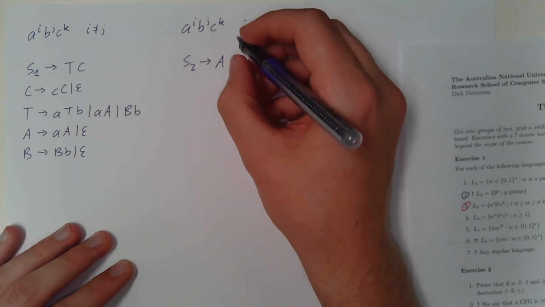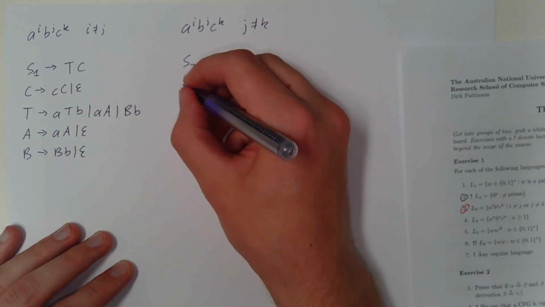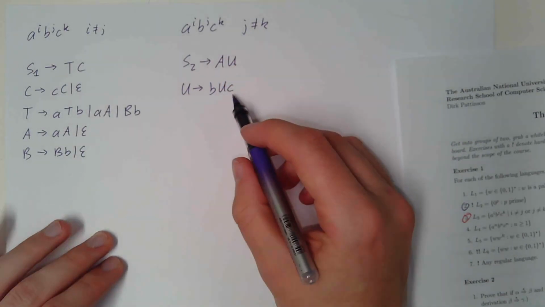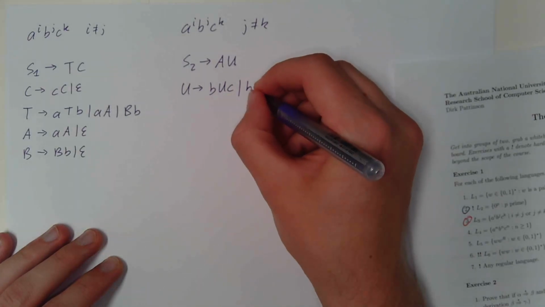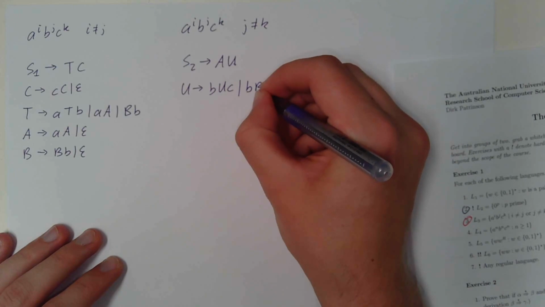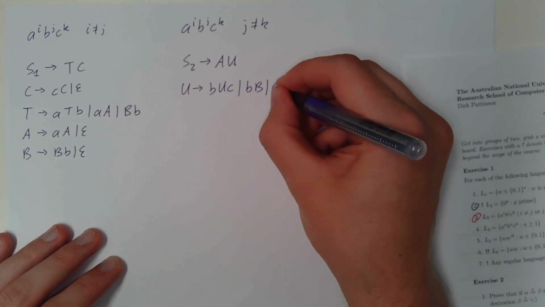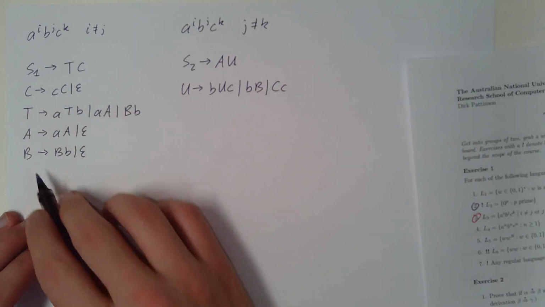And then I'll call another letter, U. And this U will make the same number of B's and C's. So U will make matched B's and C's. And then afterwards, it either has to add an extra B on the front, and then arbitrarily many B's, or an extra C on the end, and then arbitrarily many C's. So I can again use these non-terminals over here.